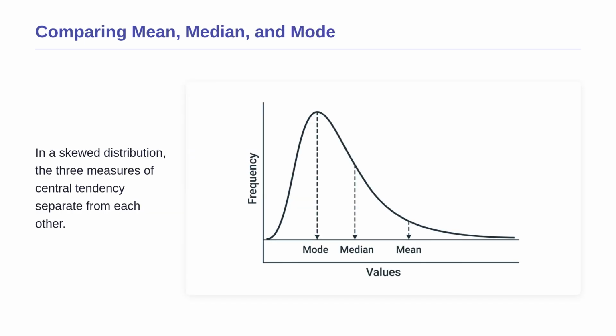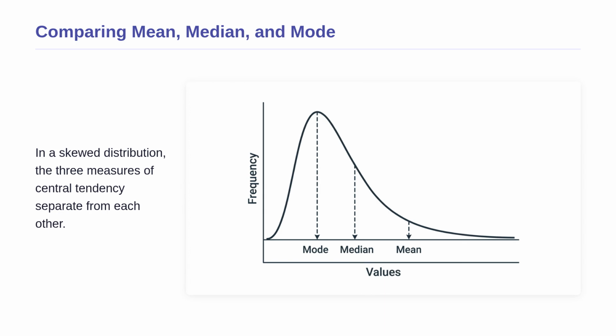Now that we have calculated all 3 measures, let us look at how they interact visually. What you're seeing here is a right-skewed distribution curve. The horizontal axis represents the values in our dataset, and the vertical axis represents their frequency. Notice the highest peak on the left? The dashed line dropping from this peak is the mode, because it represents the most frequent value.